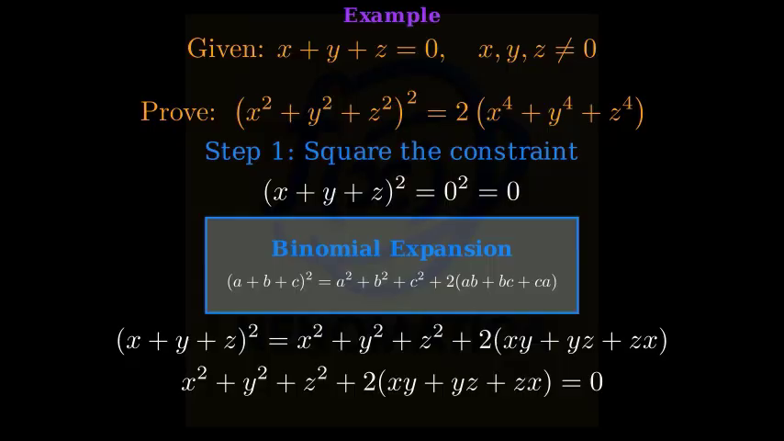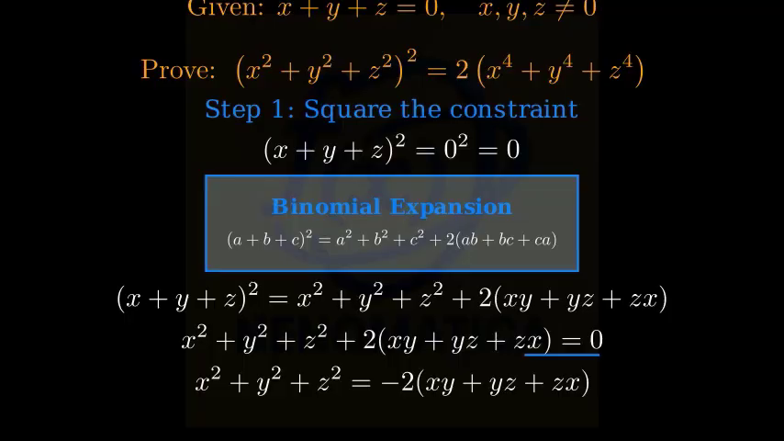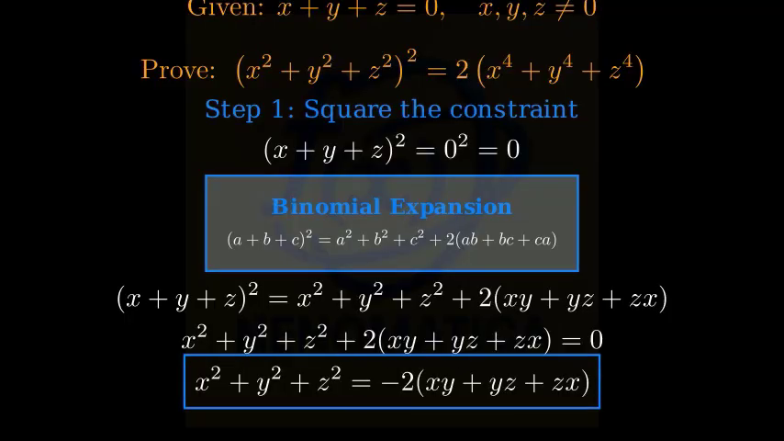This is a key insight that we'll use in the next steps. Step 2. Now, let's square both sides of the equation we just derived. On the left side, we get the square of x squared plus y squared plus z squared, which is exactly what appears in our target expression. On the right side, we get negative 2 times (xy plus yz plus zx), all squared, which simplifies to 4 times (xy plus yz plus zx) squared.